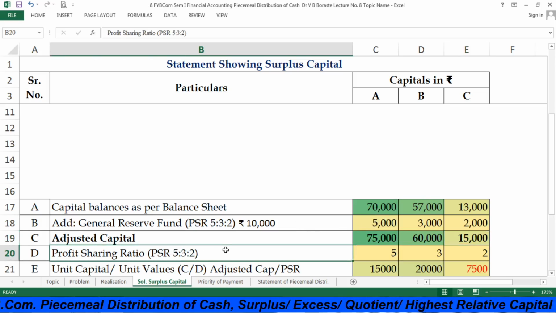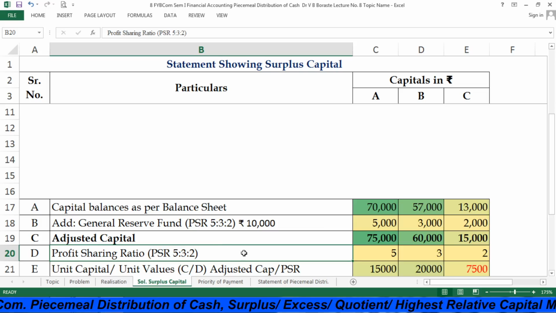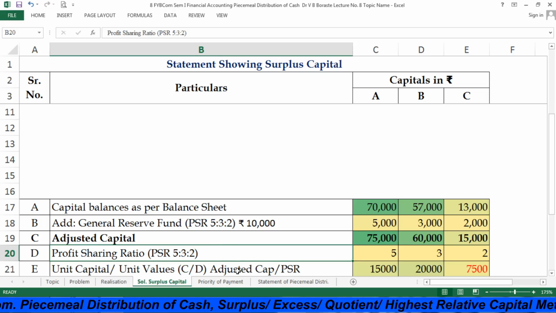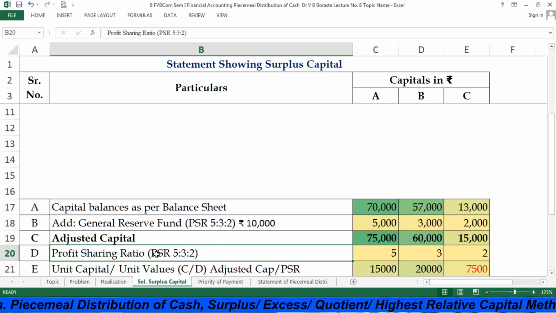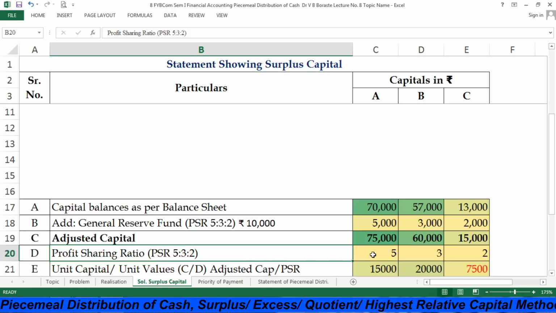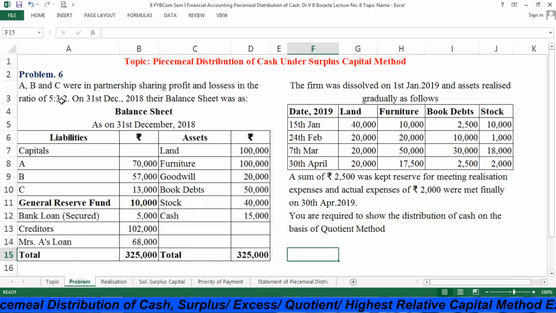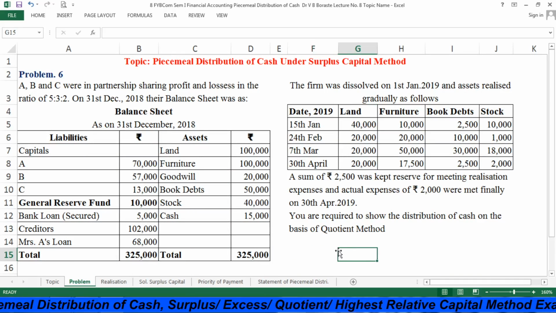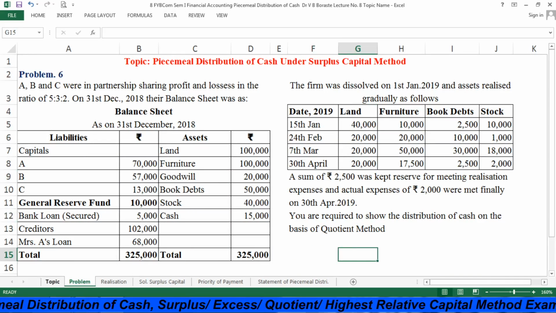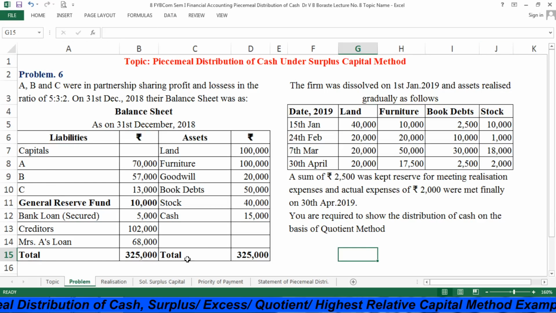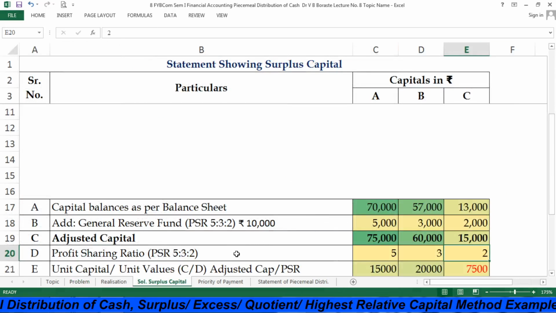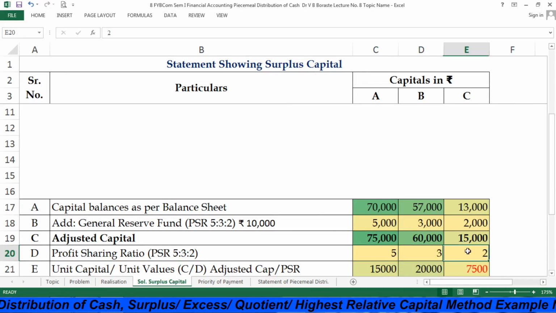After that, we have to calculate the proportionate unit capital. For calculating the unit capital, we have to consider the profit sharing ratio. Here the profit sharing ratio is 5:3:2, which is given in the example. For solution purposes, you may take a screenshot of this example or write it down in your notebook. Okay, now we got a profit sharing ratio 5:3:2.